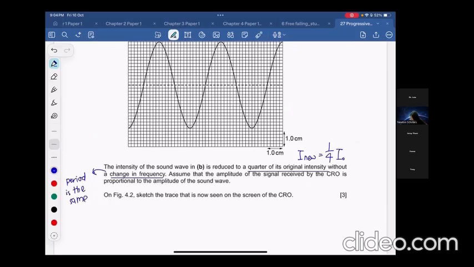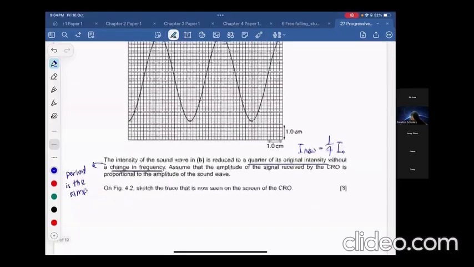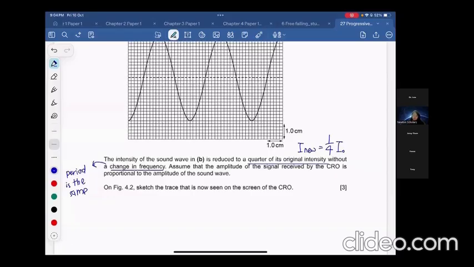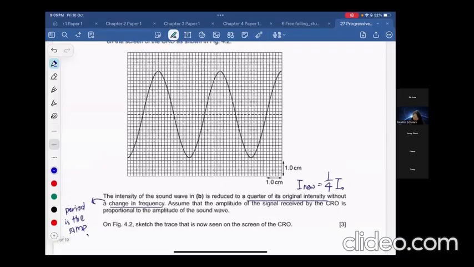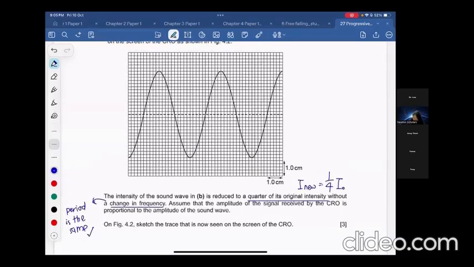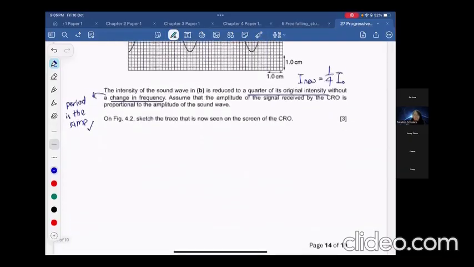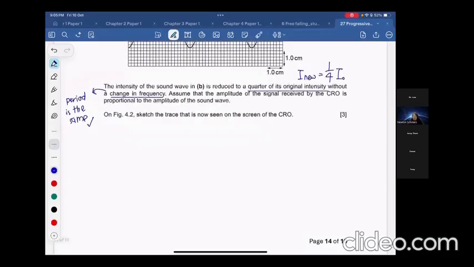Assume that the amplitude received by the CRO is proportional to the amplitude of the sound wave. Sketch the trace that is now seen on the CRO. Here we want to sketch a new wave. Now we have two pieces of information. Periods are the same, so we will get exactly the same shape, just we don't know the amplitude. So you have to relate the intensity and the amplitude, the new amplitude in terms of the original amplitude.